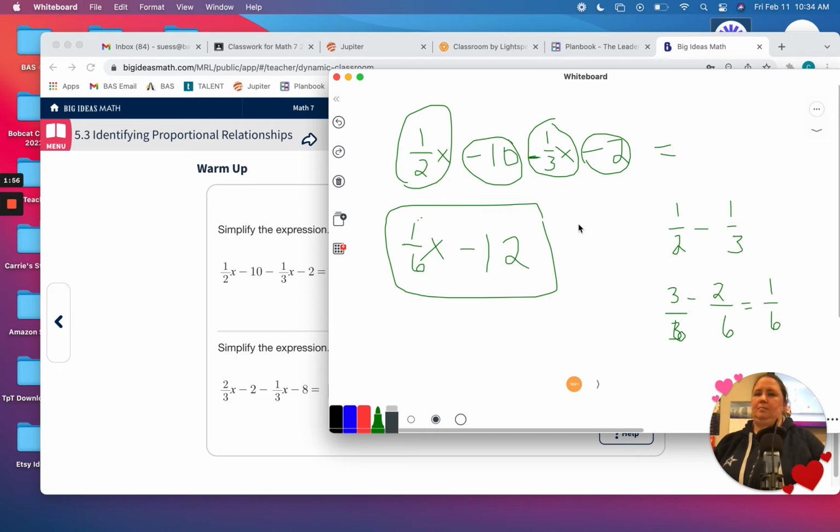I thought it was 8 instead of 12. Oh, I was right after. But it's a negative negative, it goes further negative. I was right. I just got the negative.